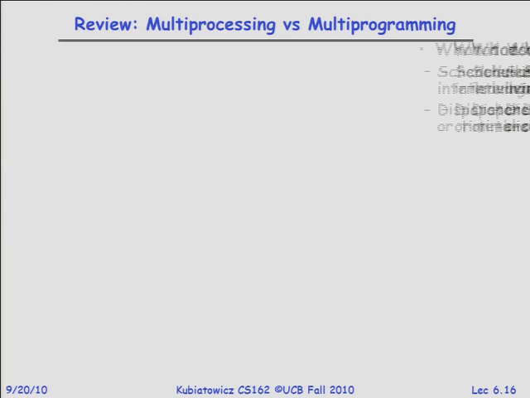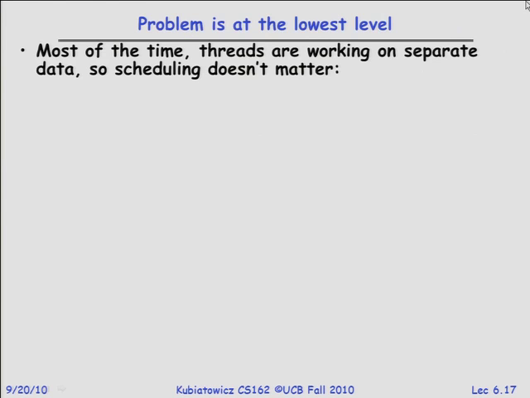The other thing to remember is that hyperthreading also gives us this kind of example, even though there's only one CPU. So the problem is really at the lowest level here. Most of the time, threads are working on separate data, so the scheduling doesn't matter. For instance, suppose that thread A says x equals 1 and thread B says y equals 1. Is that a problem? It doesn't matter whether they do it at the same time or different times, before or after.